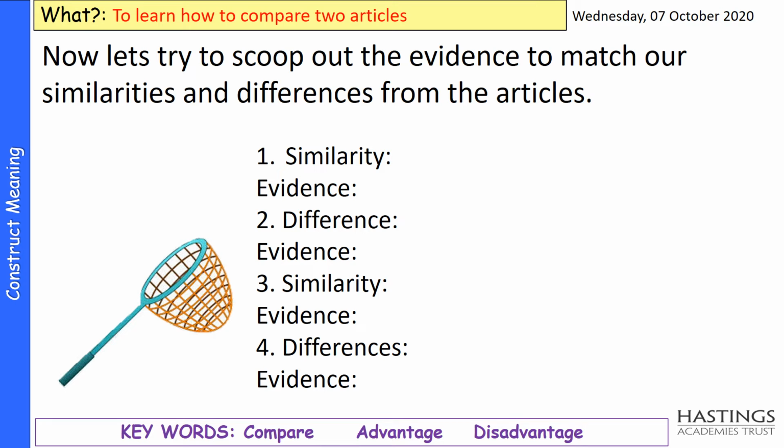So if you could do 2 similarities and 2 differences, if you've got them, or up to 4 altogether. So you might have 3 differences and 1 similarity, that's fine. But I want 4 examples altogether with quotes from each article. So pause the video now and then come back when you are finished.